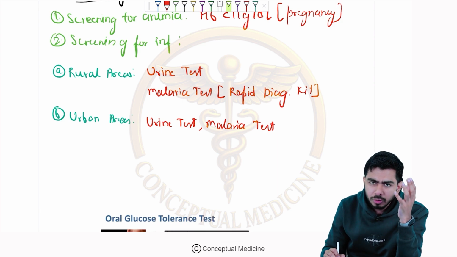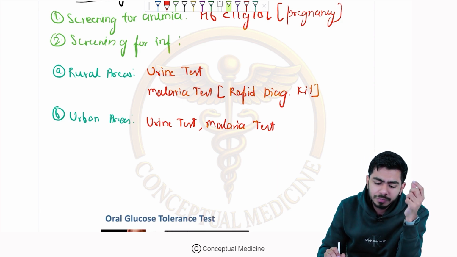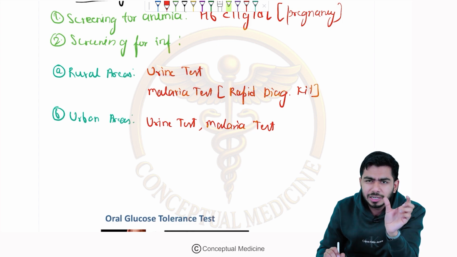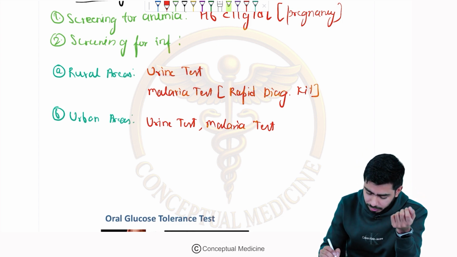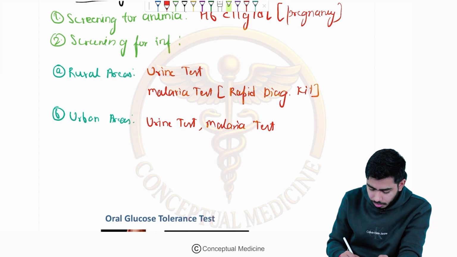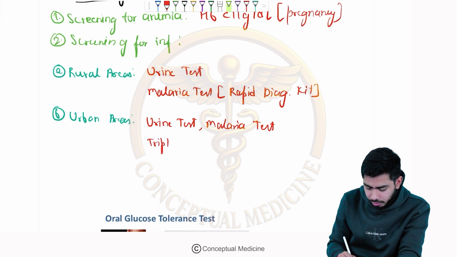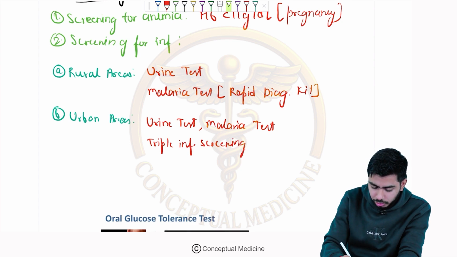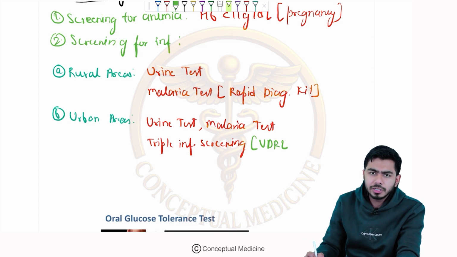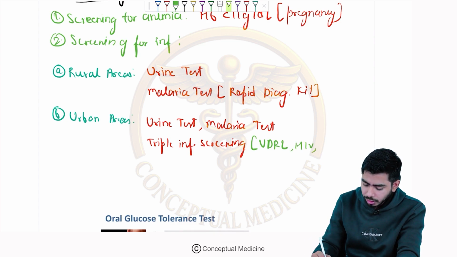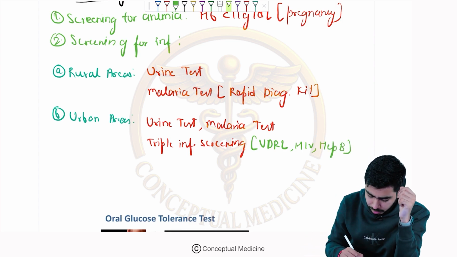Other than that, you shall be going for the infections. I'm talking about the infections over here. We have the triple infection screening kit. There we shall be screening for syphilis, hepatitis and HIV. So we shall be going for the triple screening test, or triple infection screening. Here we are actually talking about the syphilis, that is the VDRL test we are running, and we shall be checking for hepatitis and HIV. Mainly the hepatitis B we want to confirm over here.